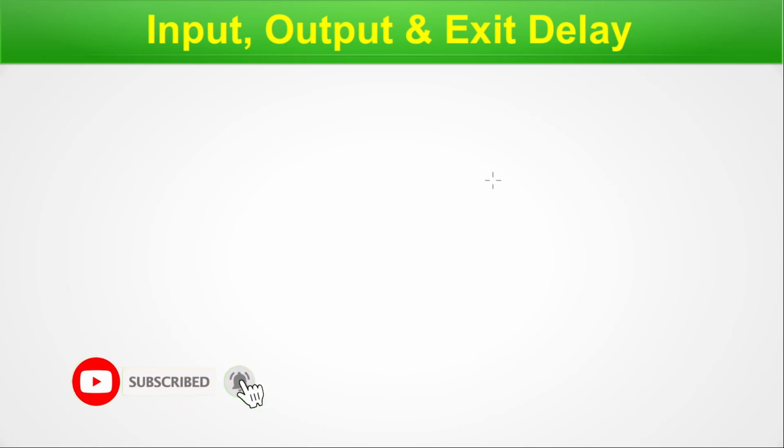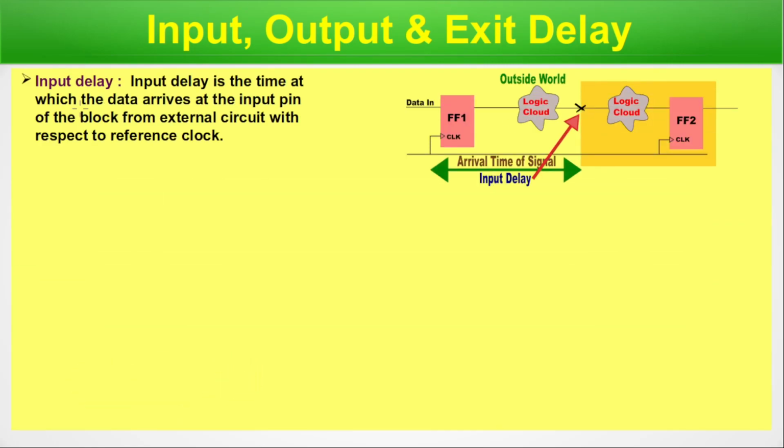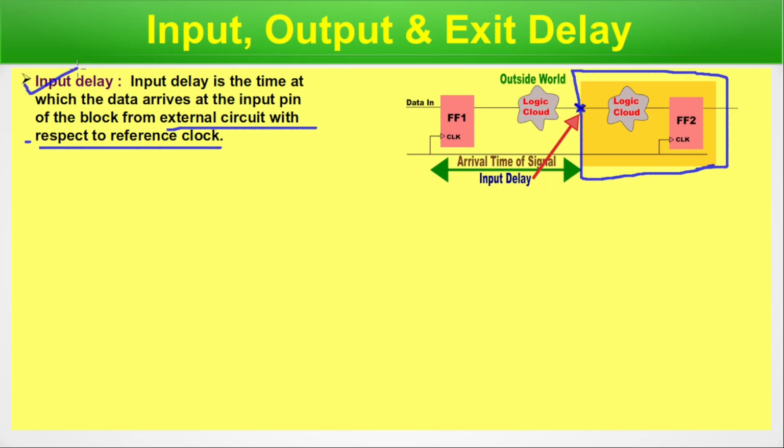Input, output and exit delay. Input delay is the time at which the data arrives at the input pin of the block from the external circuit with respect to the reference clock. From the outside world, this is the system, and this is the input pin from where it goes into that system. The time required from that external point to this point is the arrival time of the signal, that is the input delay. Next is output delay.